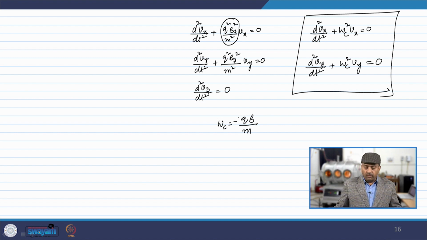So, we will stop it here. We will try to understand more implications of these equations, and how the particle's trajectory will look when it is experiencing a uniform static magnetic field. We will continue this in the next lecture, where we will describe the motion of a charged particle in the presence of a uniform static magnetic field.